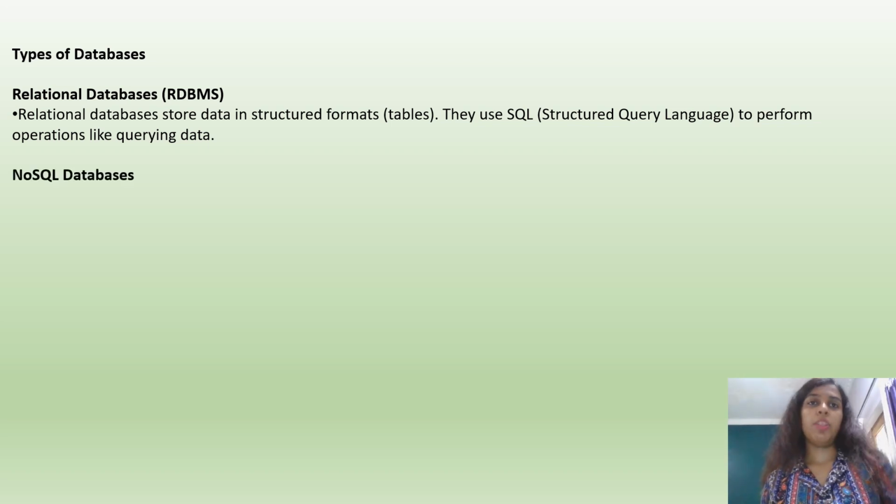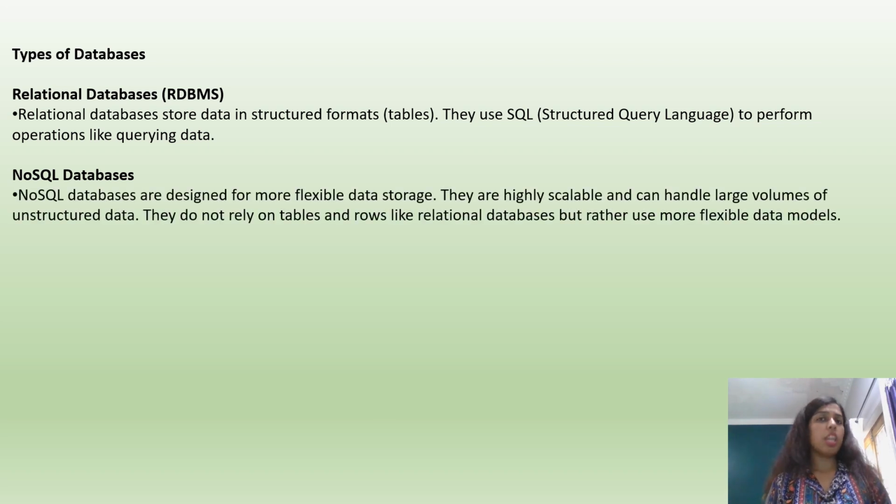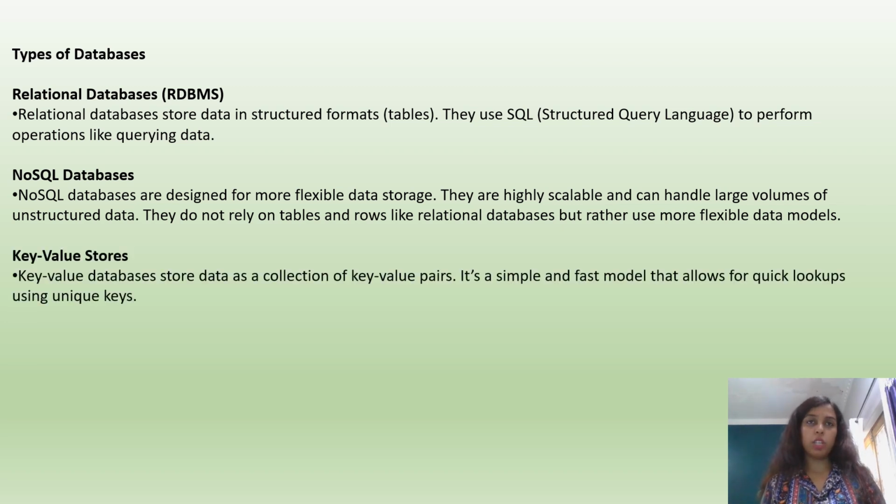NoSQL databases. These are designed to handle large volumes of unstructured data. They don't rely on tables like relational databases, but instead use more flexible data models, which makes them great for dealing with dynamic or constantly changing data. Key value stores are the simplest form of NoSQL databases. They store data as a collection of key value pairs, similar to a dictionary in programming. This is useful for caching and storing session information.